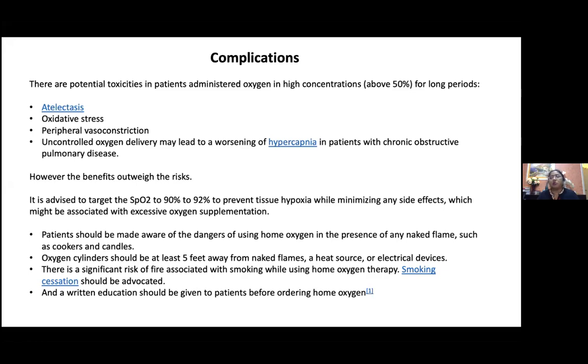Any patient, even if he is not the patient, but his parents are the patient and he is a smoker, should be advised: please do not smoke at home, because fire hazard due to oxygen therapy at home is actually a reality which we should tell the people at large. And a written education should be given to the patients before ordering home oxygen therapy. So oxygen cylinders should be at least 5 feet away from any naked flame or a heat source or electrical devices. Thank you.